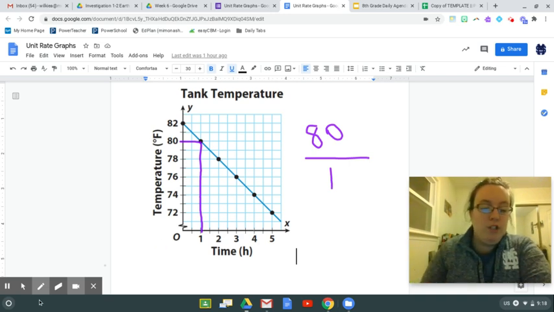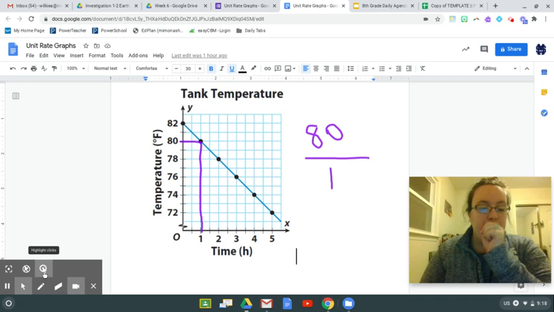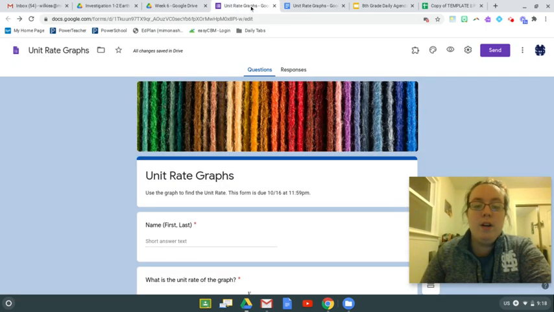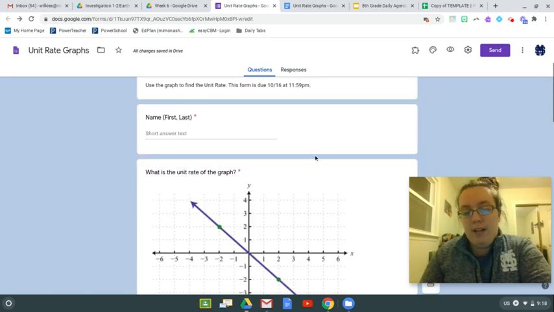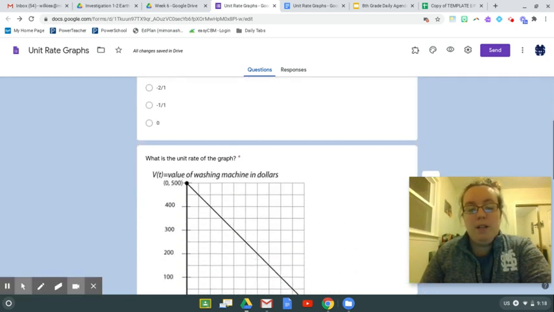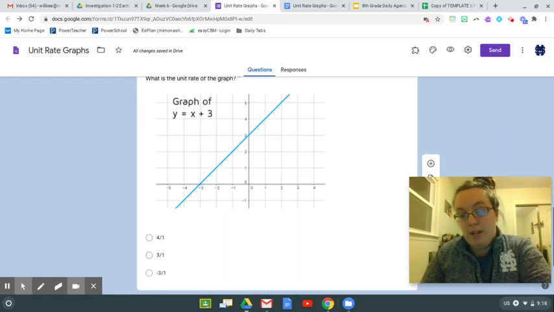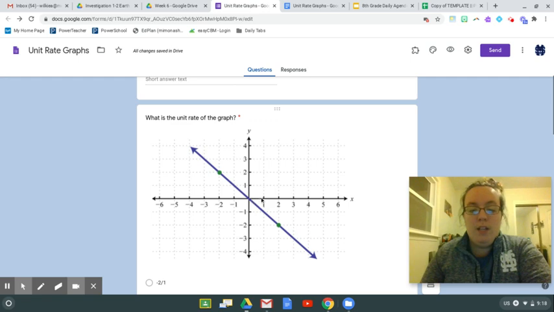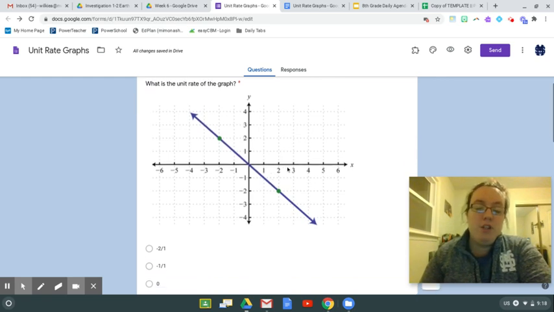Okay, that is all for the unit rates from graphs. So you are going to hop over. There's a Google form on your agenda today or on your slides. So you're going to click on this Google form. It asks for your name like always, and then it has 3 problems that it wants you to try, and they're multiple choice. So you're going to go over to 1, and then this one goes down, but where does it hit your line? At what point? Okay, so that's what I need you to do today.